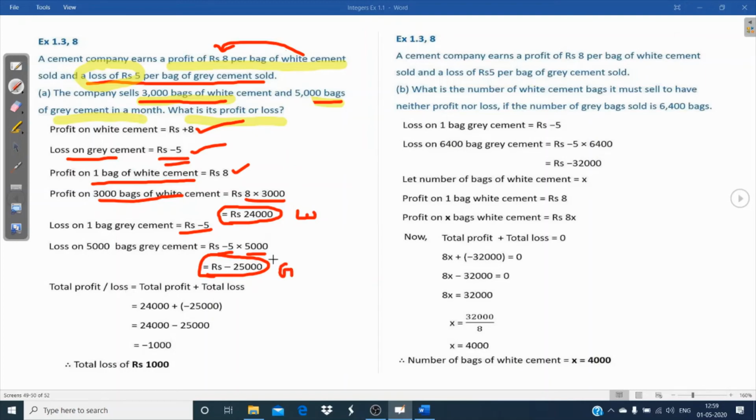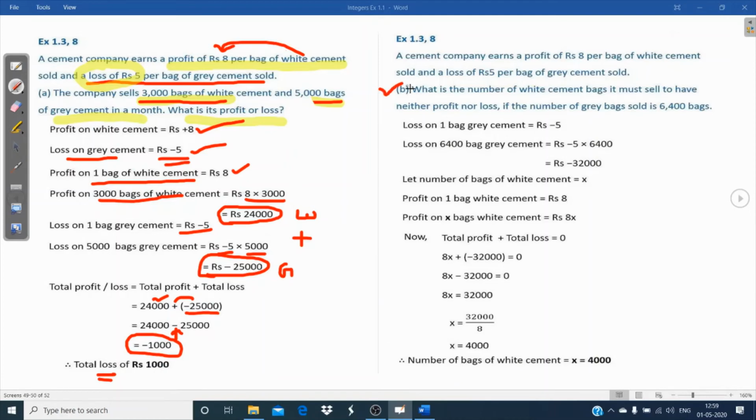Now what will be their total profit or loss? You have to add the profit on white cement and the loss on grey cement bags. So you have to add total profit plus total loss. So the total profit value is 24,000 plus the total loss, minus 25,000. And again plus minus will become minus. And when you subtract these two terms, 24,000 minus 25,000, what will you get? Minus 1000 rupees. And this minus sign indicates that you are getting a loss of rupees 1000.